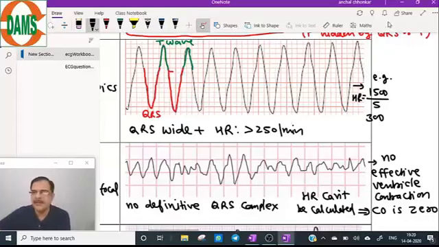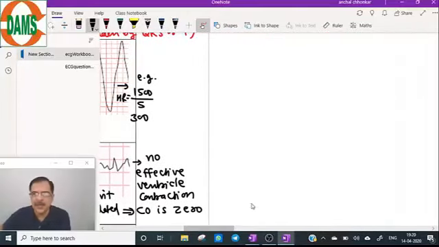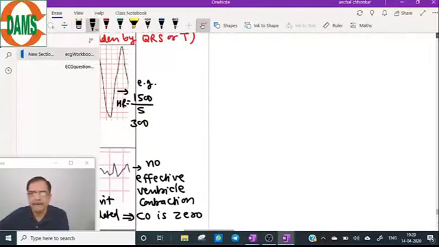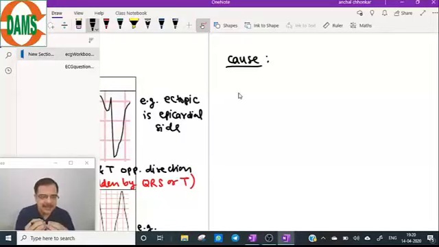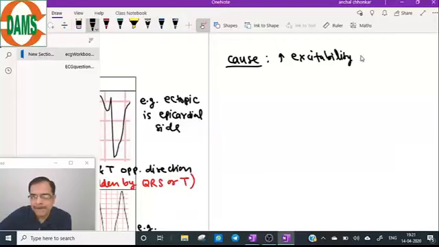So let's see what is the cause of these ventricle arrhythmias and what is the treatment of these ventricle arrhythmias. Come to the cause. The cause of ventricle tachyarrhythmias is the increased excitability of ventricle fibers.